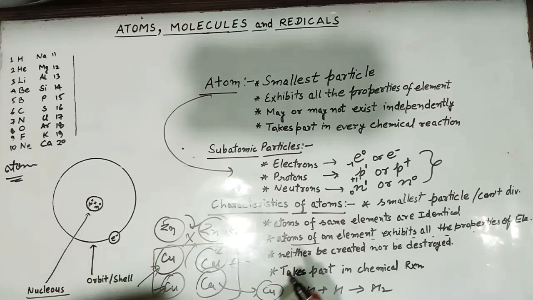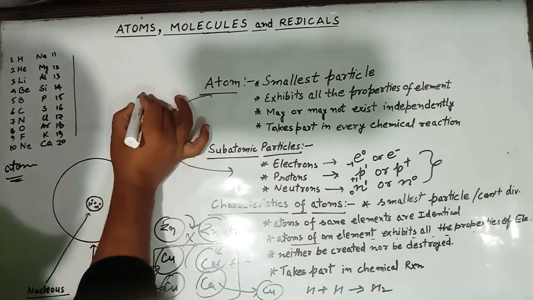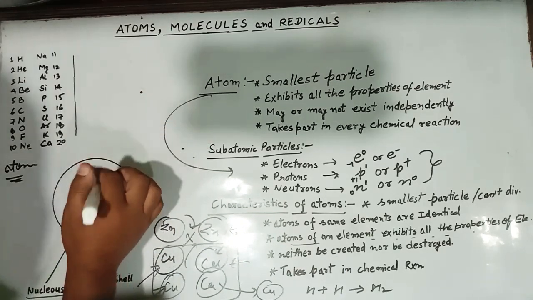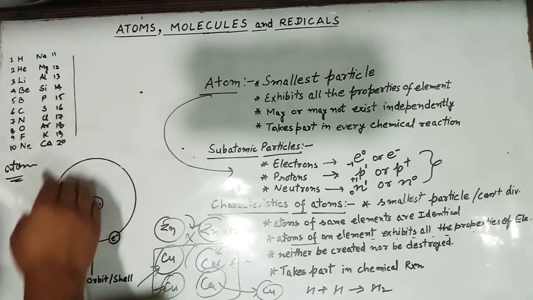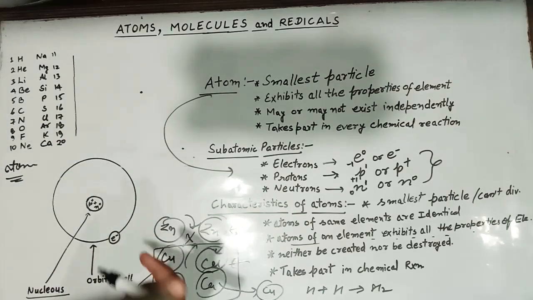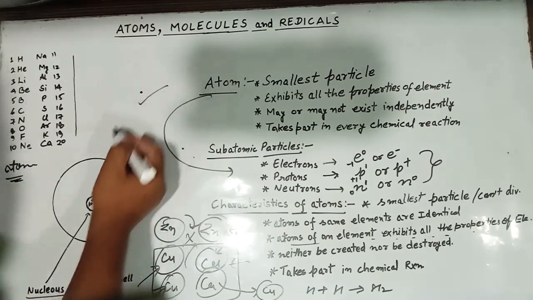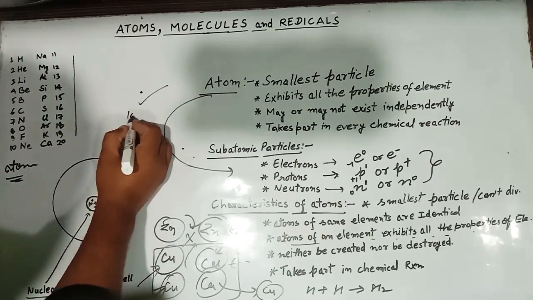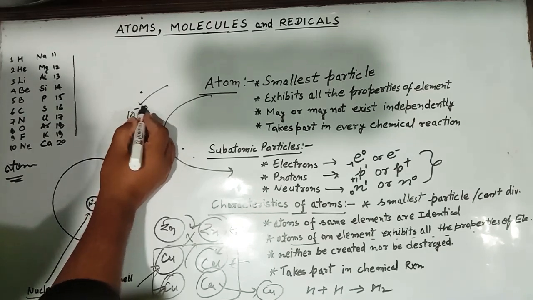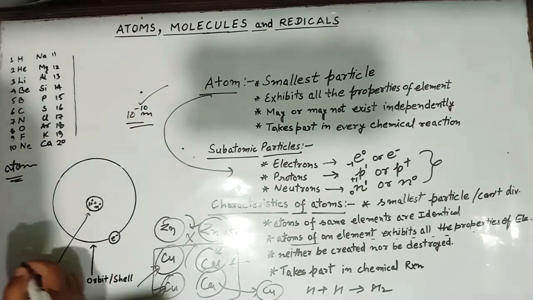These are some examples with the help of which we can understand that atoms take part in chemical reactions. And an atom is so small that if I make a point here, to cover this point it would need millions of atoms. So you can assume how small an atom is. Generally its size is 10 to the power minus 10 meter. This is the size of an atom.